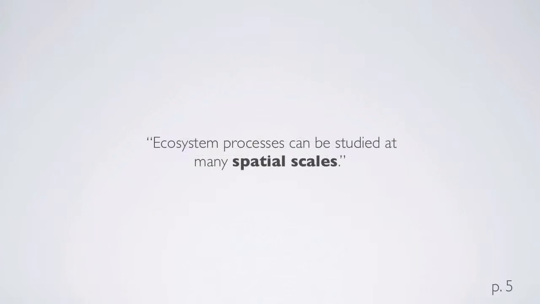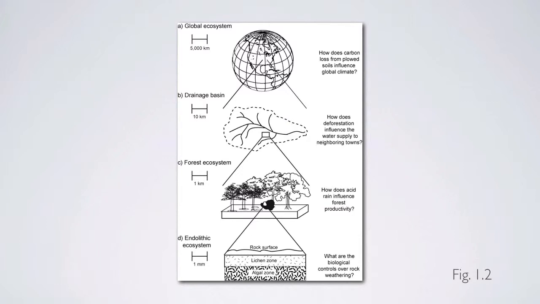Now, the authors in their book state that ecosystem processes can be studied at many spatial scales. And this is really important. There's no one best spatial scale to study ecosystems. The example that they give shows that this ecosystem approach that we use can be applied at many scales, almost incorporating the entire scales that you'd expect on the global scale.